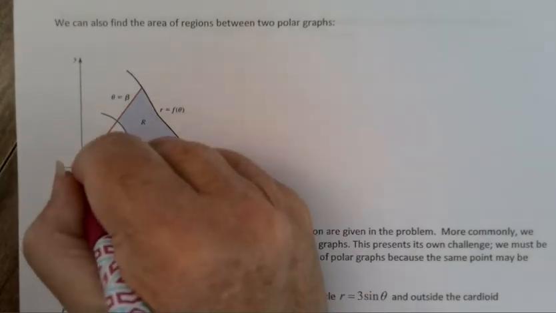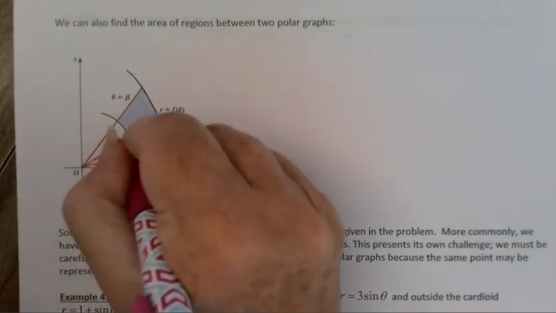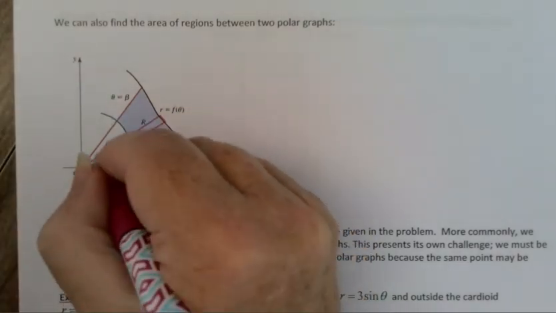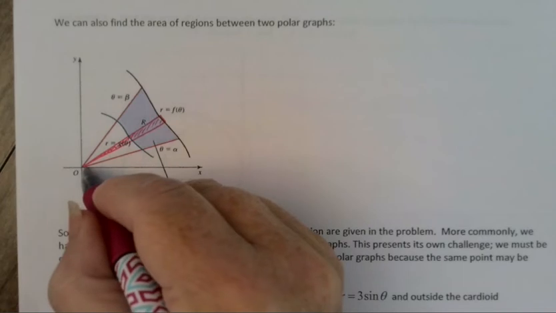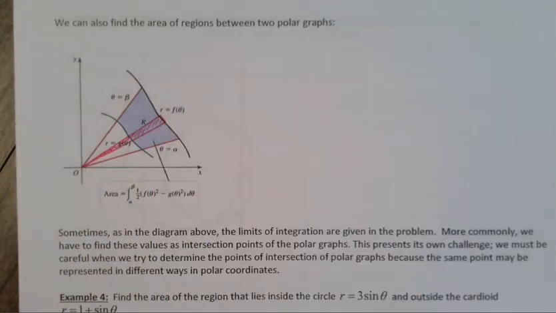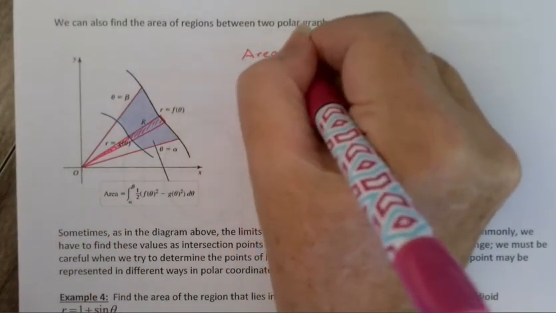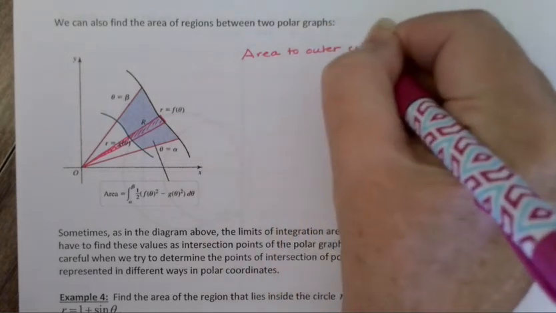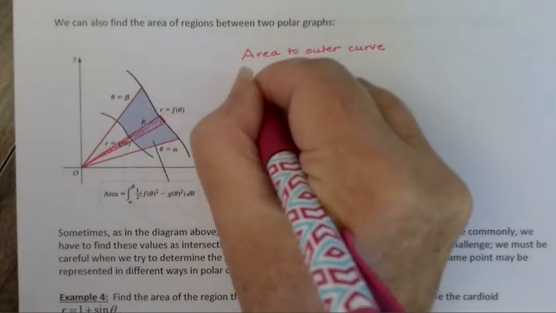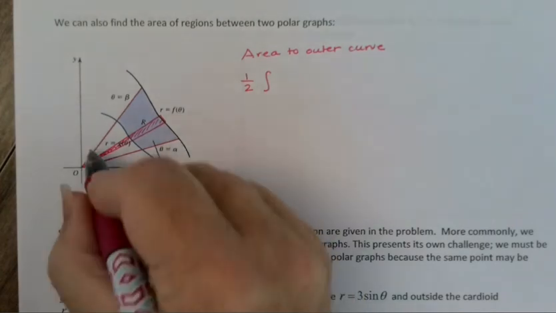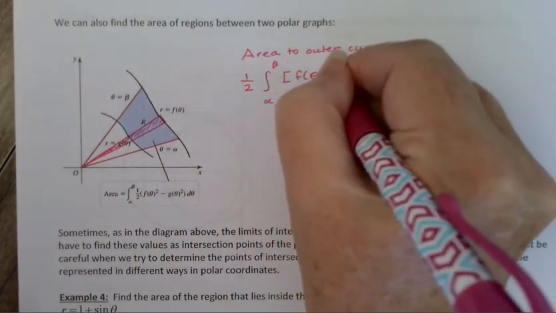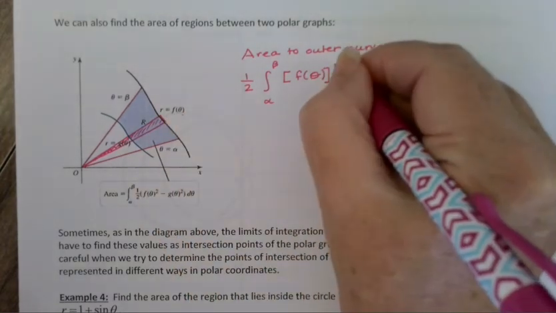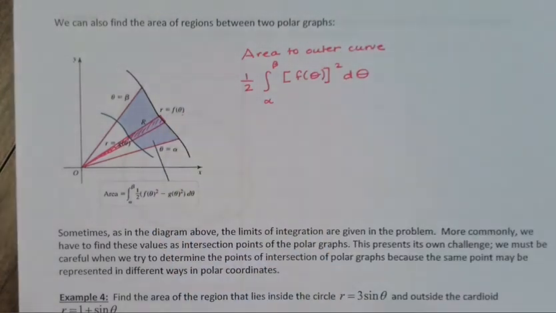If I think of the sectors like we drew them before, out to that outer edge, we know that the area from the pole all the way to the outer curve is 1/2 the integral from alpha to beta of f of theta, which is the function out here, squared d theta. But the problem is I've now included a bunch of area that I don't want.